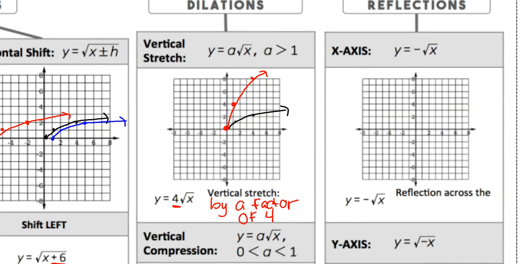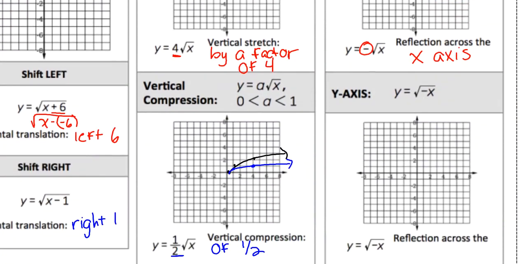The last transformation that we're going to talk about is reflections. So reflections are where it flips over an axis. In this case, with our square root function, our parent function is over here. If we're reflecting it over the x-axis, that means that we're multiplying by this negative out in front of the root. So that's a reflection across the x-axis. In other words, the y values are flipping signs. So now it's going to flip down here and kind of look like an upside down curve there.